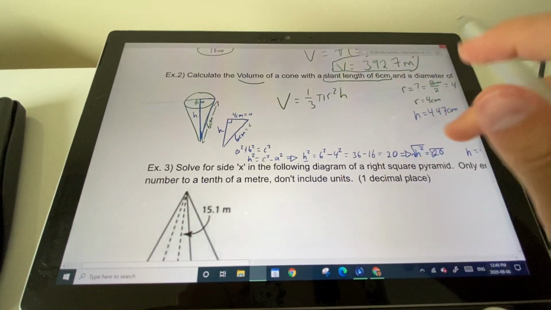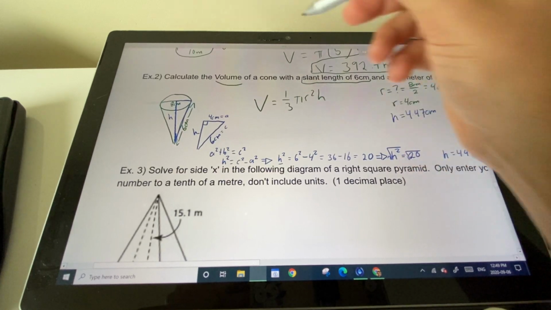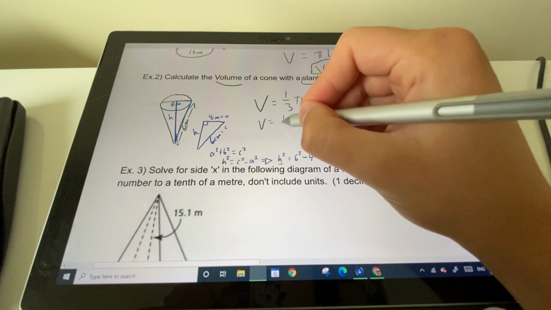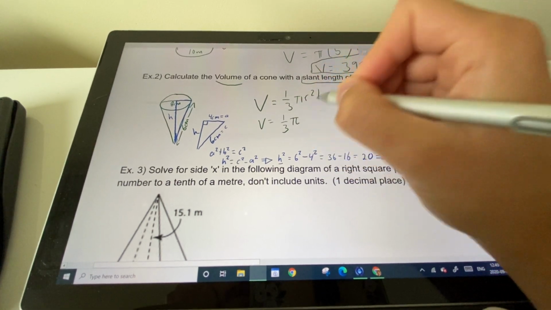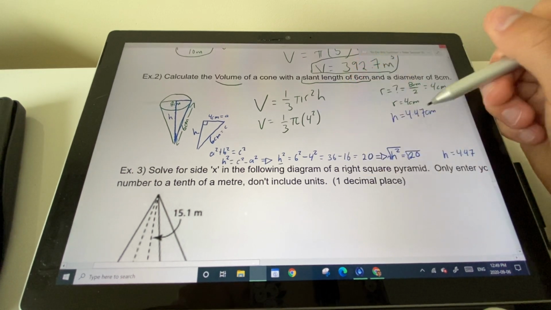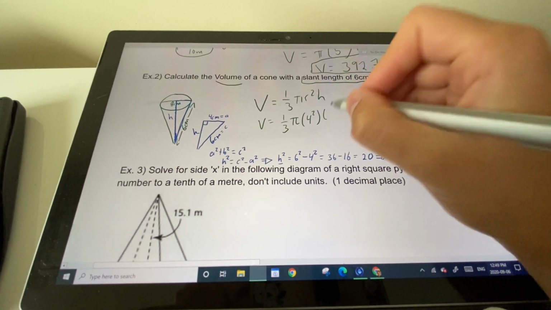Now we have this height, so we can solve for the volume. We just plug in these values. Volume equals 1/3 pi. What was r? r was 4, squared. h is 4.47.